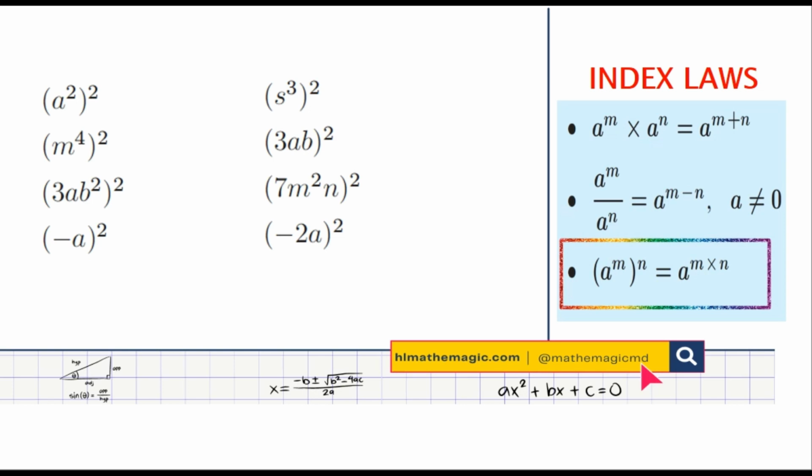Today we're going to focus on index laws and more specifically the third index law, which is in the rectangle at the bottom right. The third index law says that when you have a number to a power and then to another power, you're allowed to multiply the exponents. So without further ado, let's get right into this.